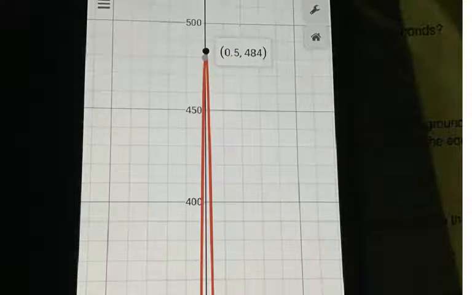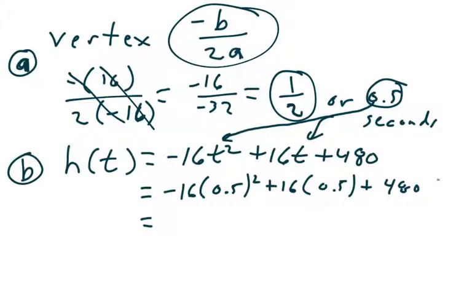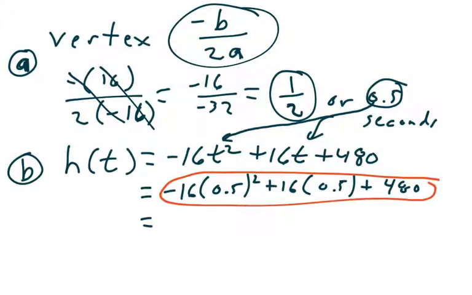Okay, so as you can see right here, we know it took them 0.5 seconds to get to the maximum height right there. And the height that he's at is 484. And that again is what this is going to turn out to be if you do it correctly on your calculator. So what have we figured out now? We know it took him 0.5 seconds as he jumped off the cliff to get to his maximum height. And we figured out his maximum height is 484 feet.